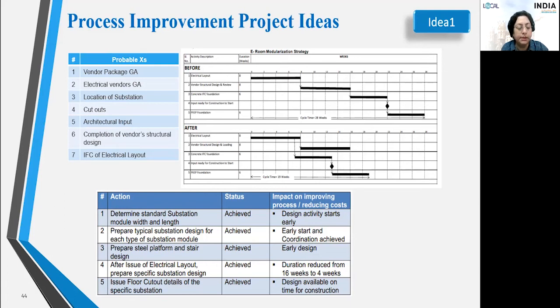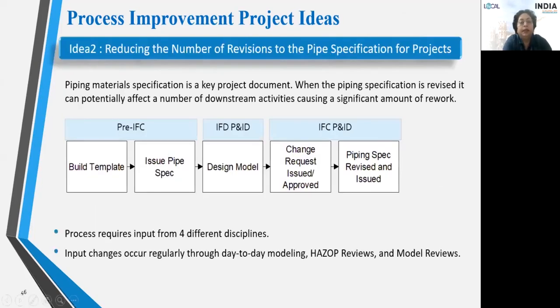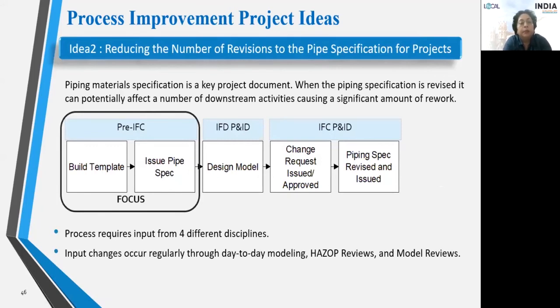So we can see that this is a very effective project improvement process idea. Then the next idea is reducing the number of revisions to the pipe specifications for projects. In oil and gas projects, if you are aware, the piping material specification is a key project document. So there are a lot of piping activities. When the piping specification is revised, it can potentially affect a number of downstream activities, causing a significant amount of rework. So the process team requires input from 4 different disciplines. Input changes occur regularly through day-to-day modeling, hazard reviews, and model reviews.